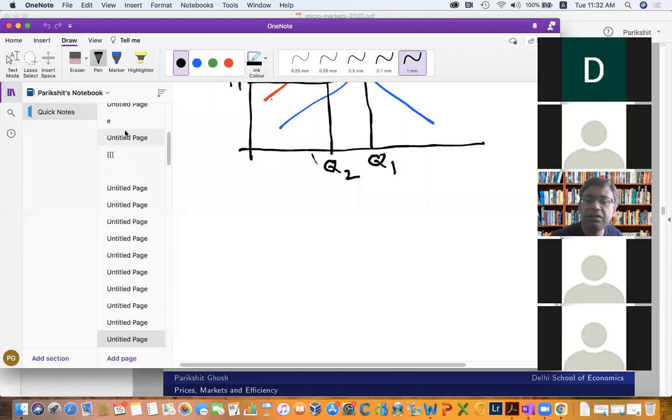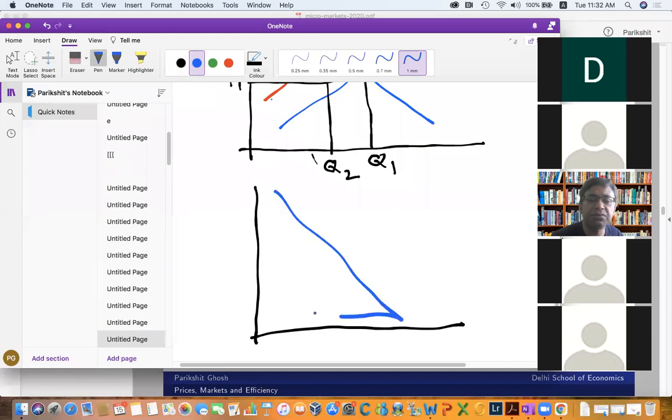Let me draw the standard picture. So you have some rural, oh god, econ. I don't know what I pressed which leads to this.